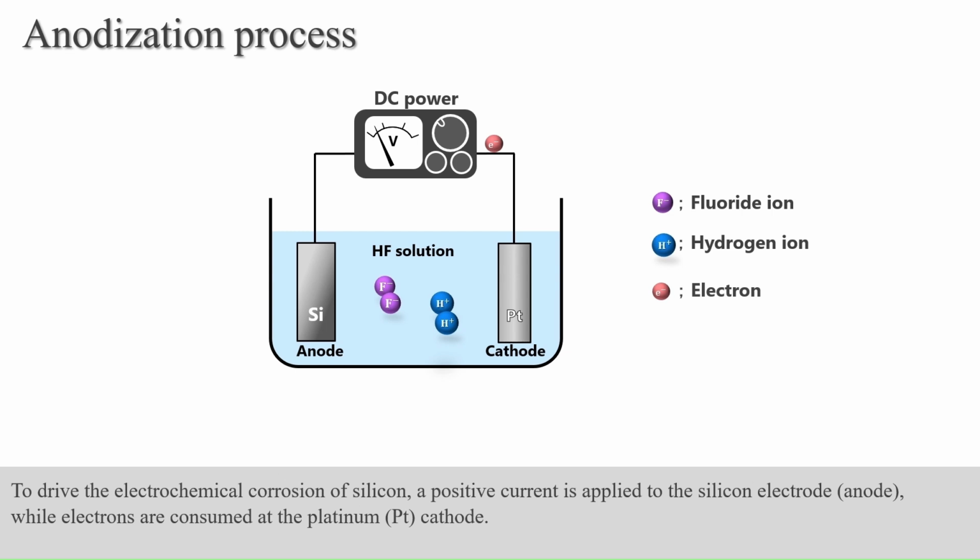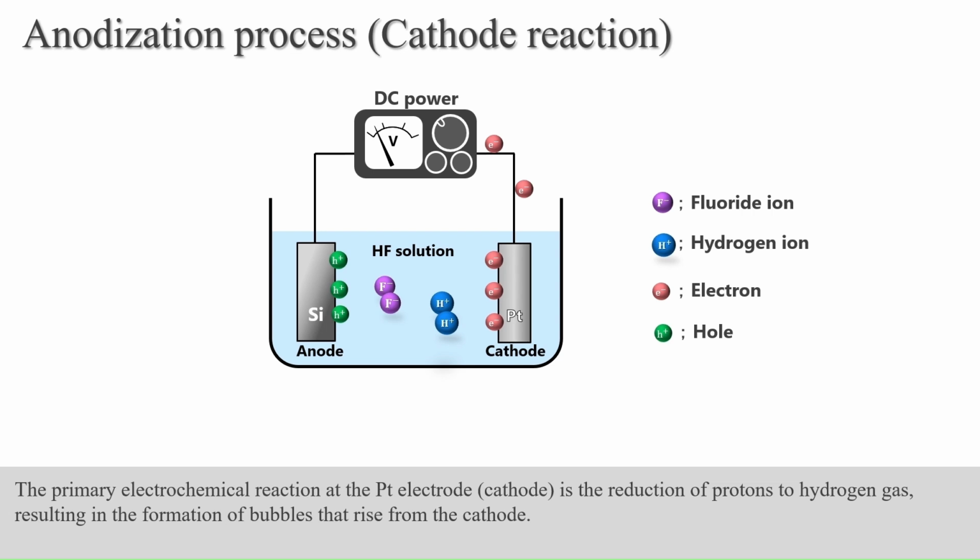To drive the electrochemical corrosion of silicon, a positive current is applied to the silicon electrode, while electrons are consumed at the platinum cathode. The primary electrochemical reaction at the platinum electrode is the reduction of protons to hydrogen gas, resulting in the formation of bubbles that rise from the cathode.